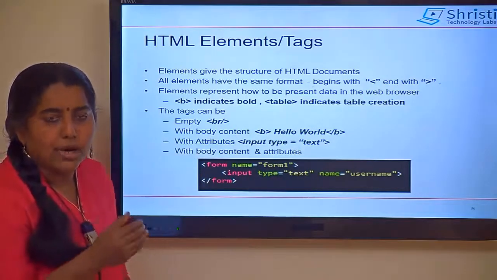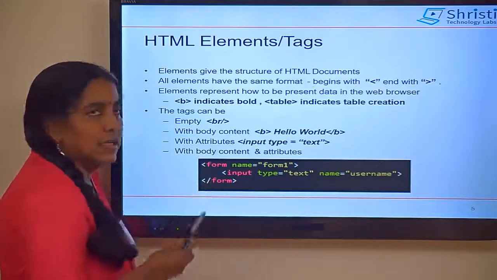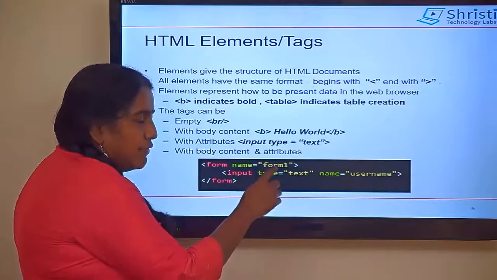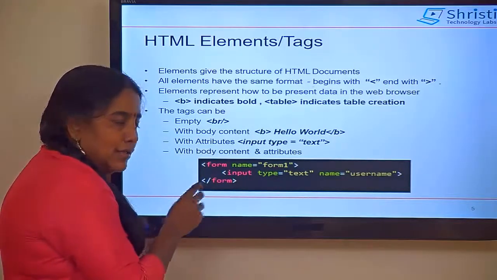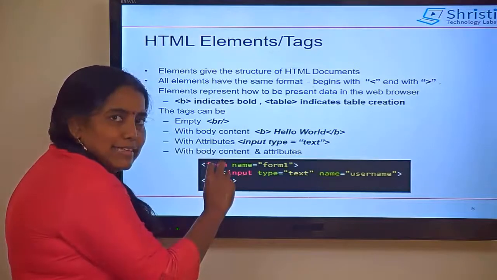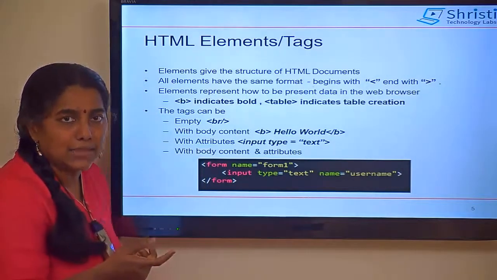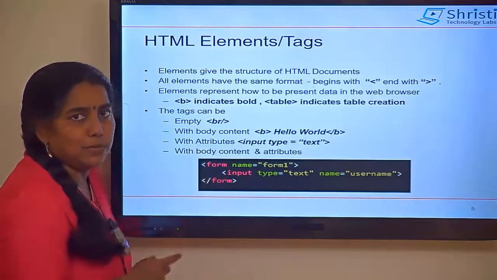Next, with body content and attribute. I have a form tag. The form tag has its own attribute, name, with a value. And I am ending the form tag later, which has content within itself. It can be direct content or it can be a child tag. In this case, the form tag has a child tag, input.